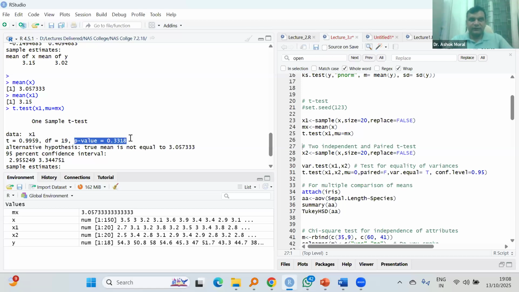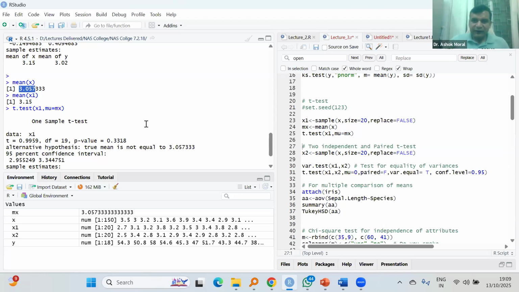H naught is accepted. इसका क्या मतलब हुआ? इसका मतलब ये हुआ, although there is a difference between these two numbers, mathematically both are different. It is 3.05 and it is 3.15. So mathematically both numbers are different. There is a difference between these two numbers, but this difference is not significantly different.